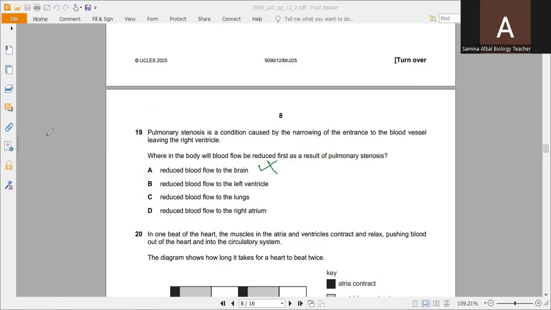Reduced blood flow to the left ventricle? It is not moving towards the left ventricle. Reduced blood flow to the lungs? Yes. From the right ventricle, the deoxygenated blood has to go for oxygenation towards the lungs by the pulmonary artery. Reduced blood flow to the right atrium? Again, it will not move back towards the right atrium because there are valves present which stop it from moving in the backward direction. So only C is the correct option.